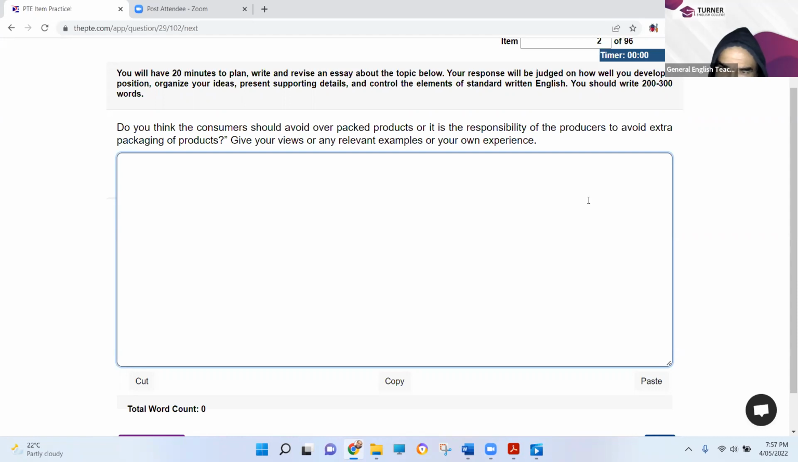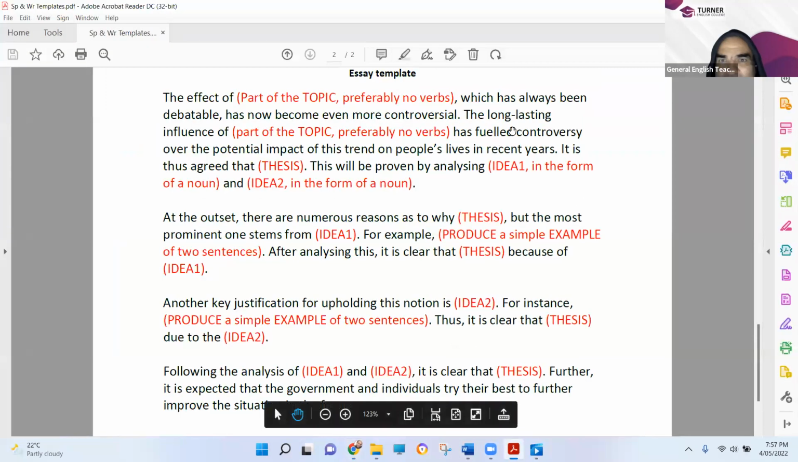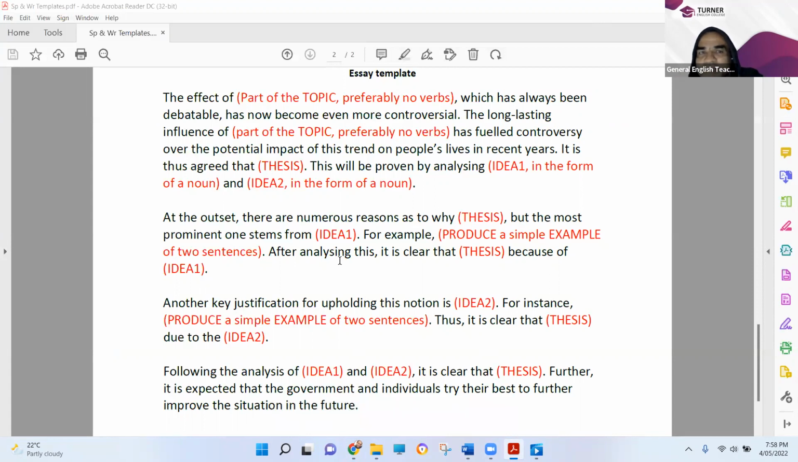Can you just explain one more time about the template for the essay? Because I'm just a little bit confused. So look, this is a template, okay? All the black ones we memorize. So we say the effect of, this is how you memorize. The effect of, comma, which has always been debatable, blah, blah, blah, blah. But also influence of has few control. Now, the topic says, Isabel, the topic says, do you think that watching television is good for children?